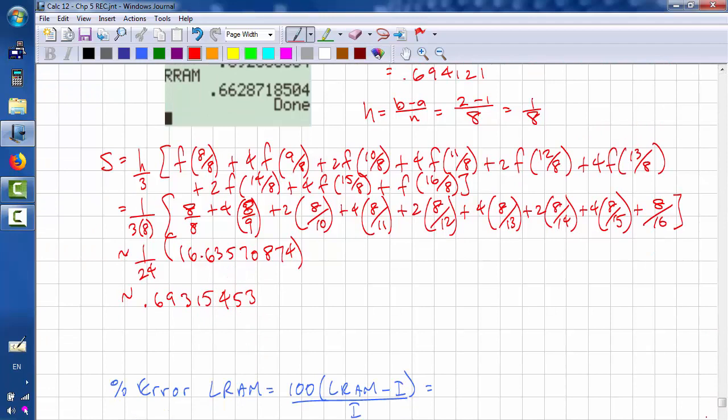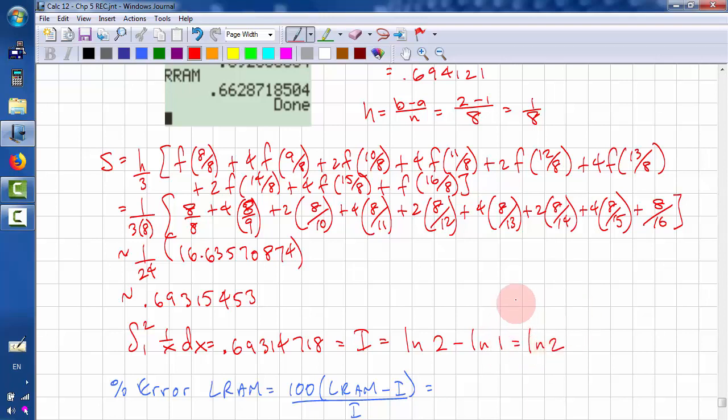Let's do the integral. Integral from 1 to 2 of 1 over x dx equals, and you can just do this on the calculator with a numerical solution, 0.69314718, and that equals I. And if you remember the antiderivative of 1 over x, that is ln x. So we have ln 2 minus ln 1, which is just ln 2, and that's our exact value.